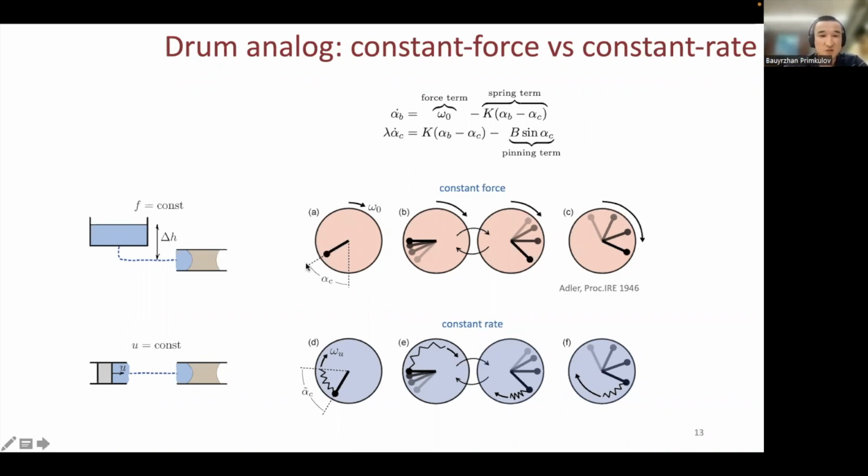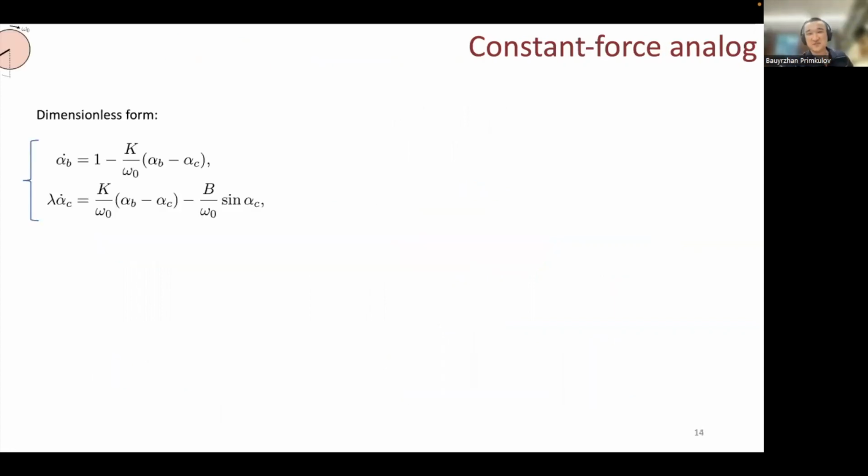If you do that, you will end up moving the pendulum. So here, omega naught corresponds to the externally applied force. The second way you can move it is to attach a spring to the pendulum and pull the spring at a prescribed angular velocity. That would correspond here to pushing the slug with the syringe at the prescribed rate. Now I'm going to go through each one separately, thinking about these drums in two different settings: one is constant force, the other is constant rate.